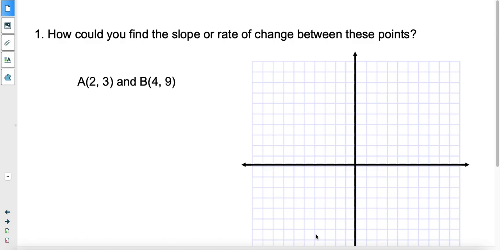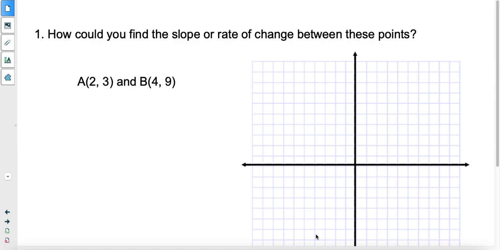Hi everyone. In this video, we're going to take a look at how to find the slope, or the rate of change between 2 points. So, say I wanted to find the slope between the points 2, 3 and 4, 9. How could I do that?